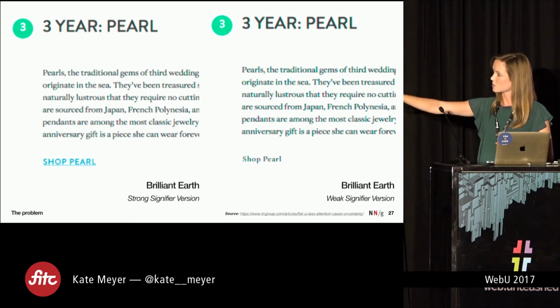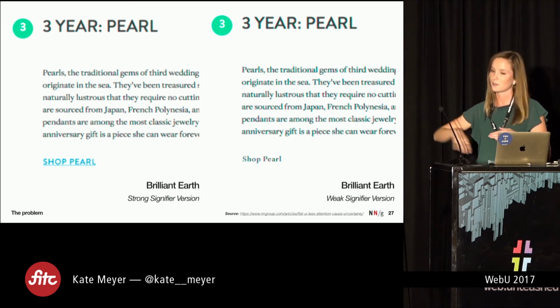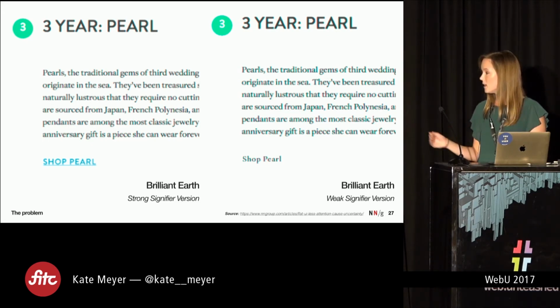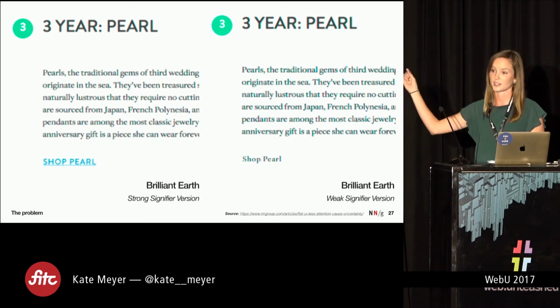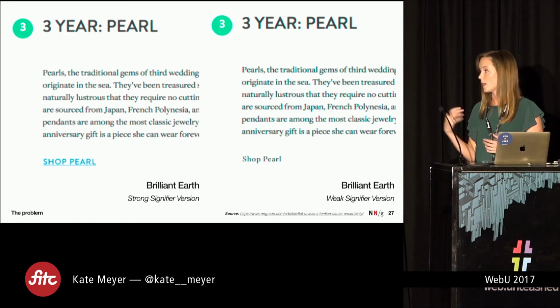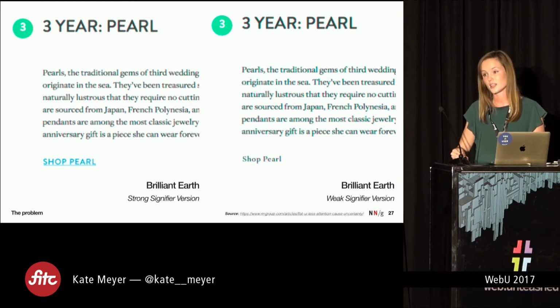You can see on the left is the strong traditional signifier version, and on the right is the weak signifier version. On the left, we have a very traditional underlined blue link. And on the right, the text is styled exactly the same as static text, which is something that unfortunately we see on a lot of ultra-flat websites, where the intention of the designers is that the users will recognize the link based on its placement and the language used in the link. So that's what we were trying to see.